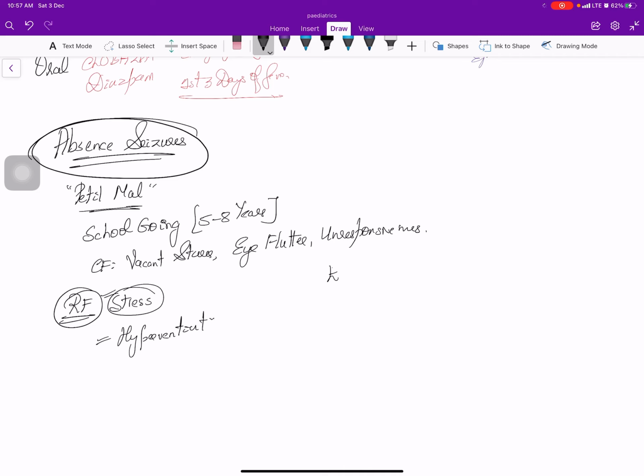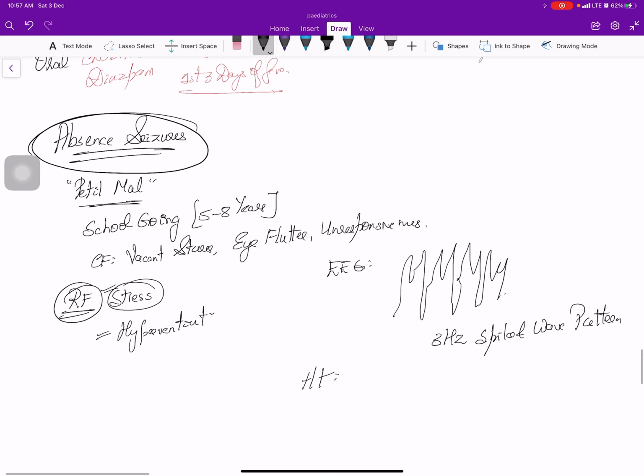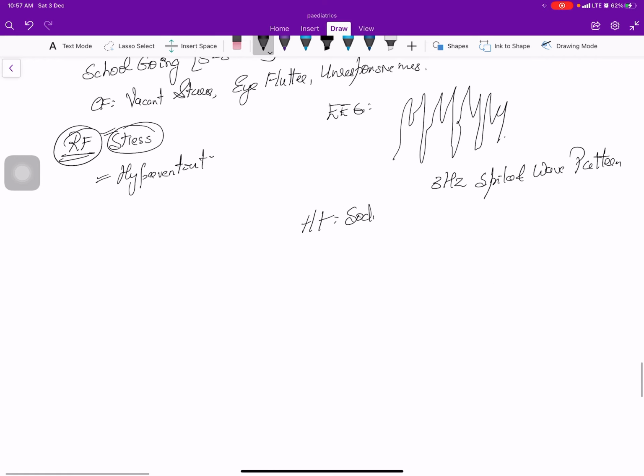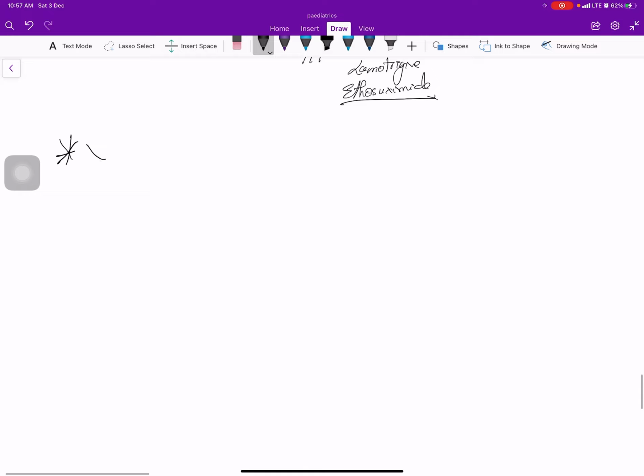Important is the EEG finding. The EEG finding shows this kind of pattern, that is a 3 Hz spike and wave pattern. Treatment again, sodium valproate, lamotrigine, okay? I would also like to add ethosuximide, but let's see. So this is absent seizures. The next one is definitely a question. That is treatment of status epilepticus.